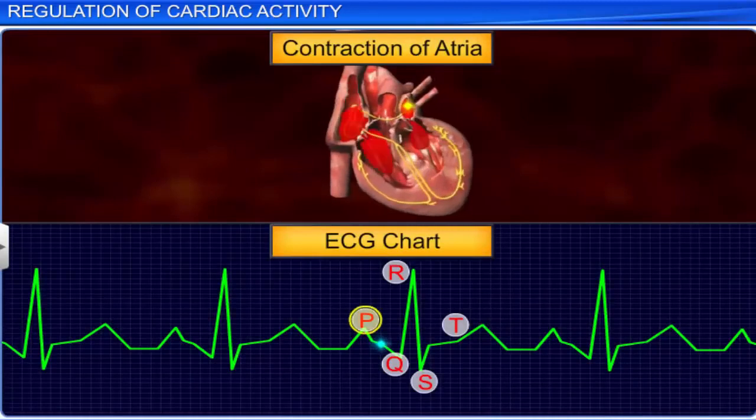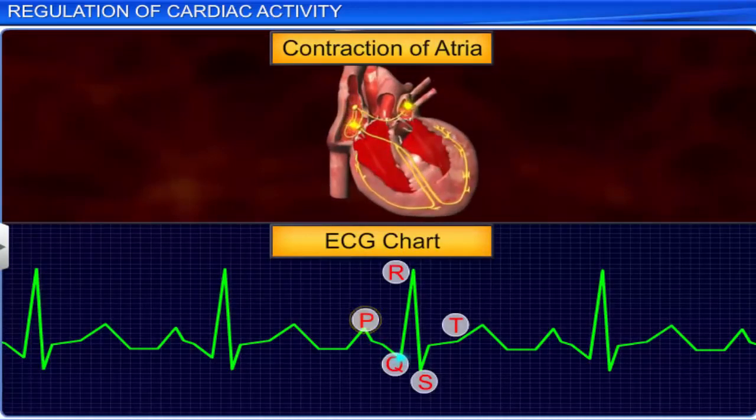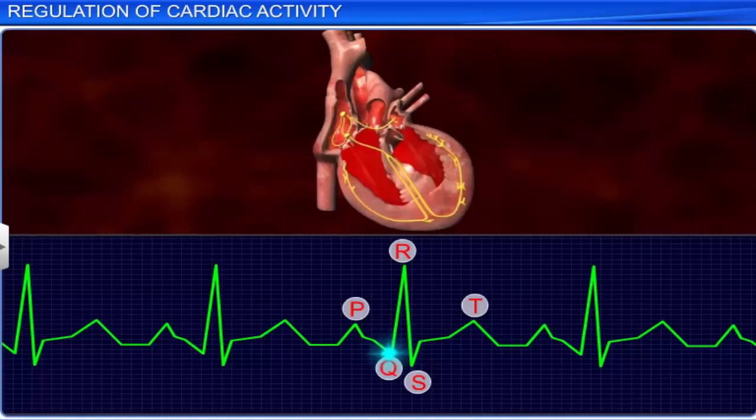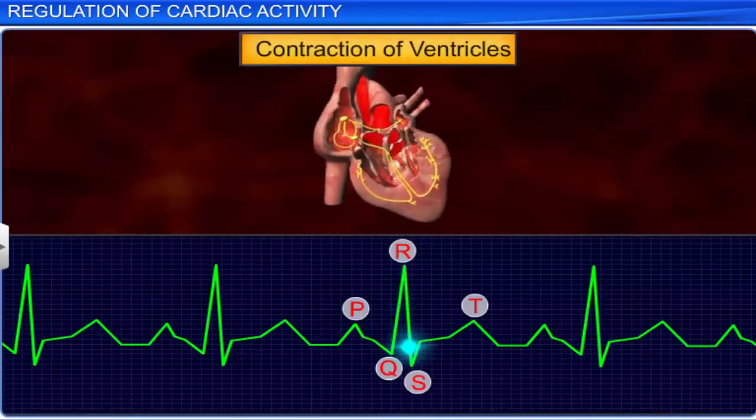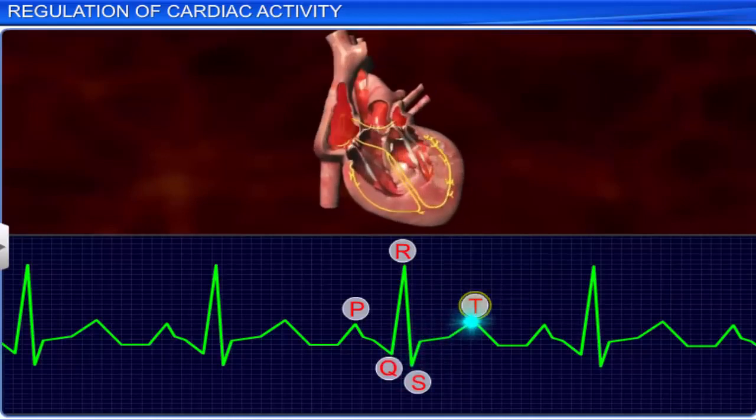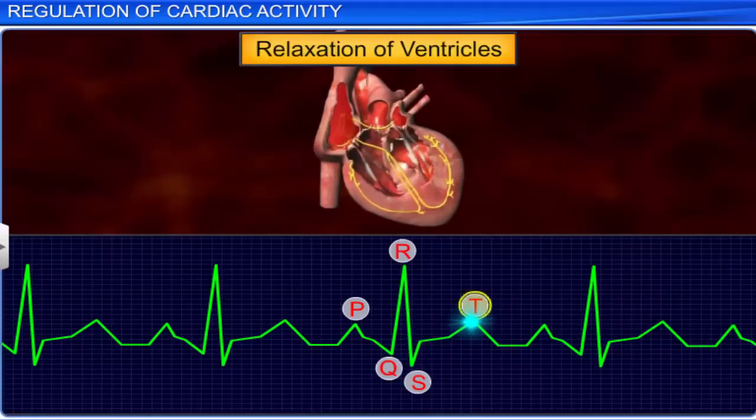Here, the P wave corresponds to the contraction or depolarization of the atria, that is, the atrial systole. It is followed by the QRS wave, which corresponds to the contraction or depolarization of the ventricles, that is, the ventricular systole. The final T wave corresponds to the relaxation of the ventricles to the normal state or repolarization, and the end of the systole.